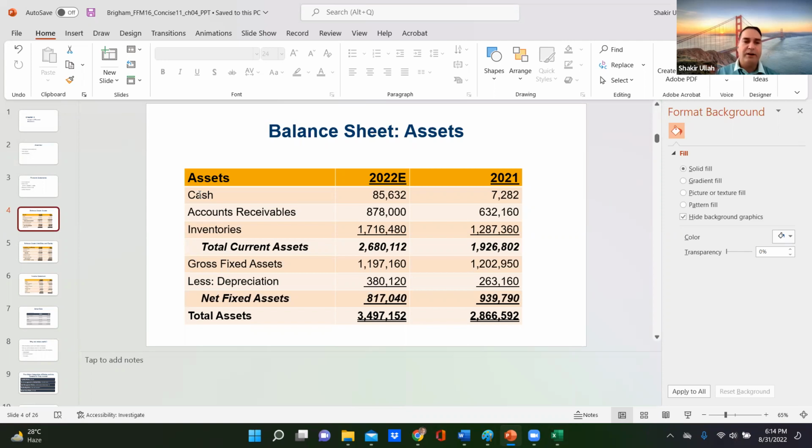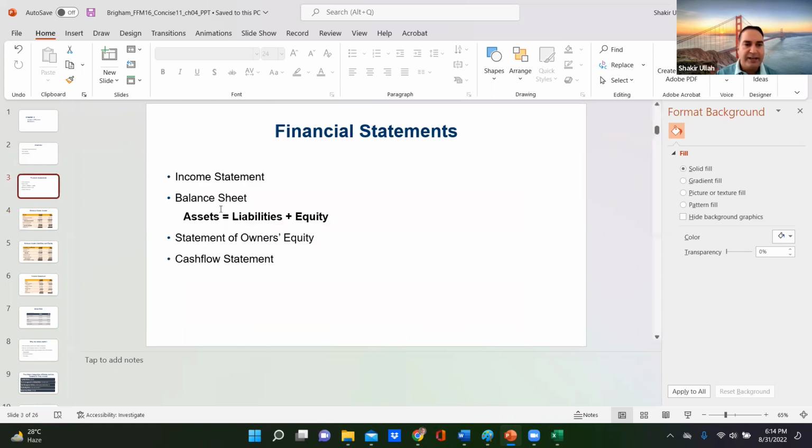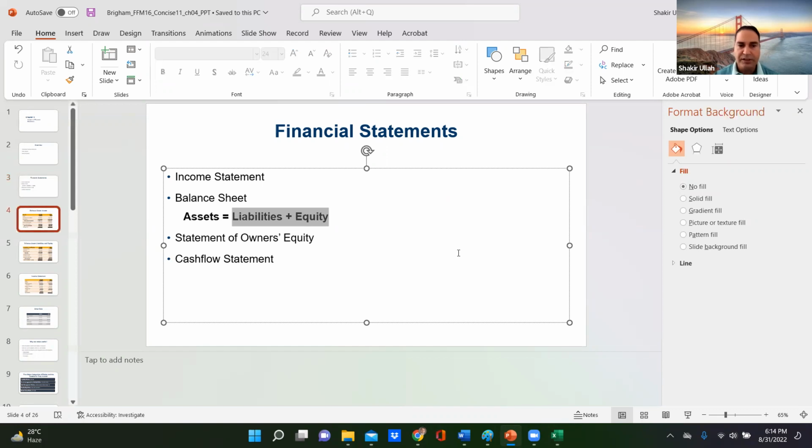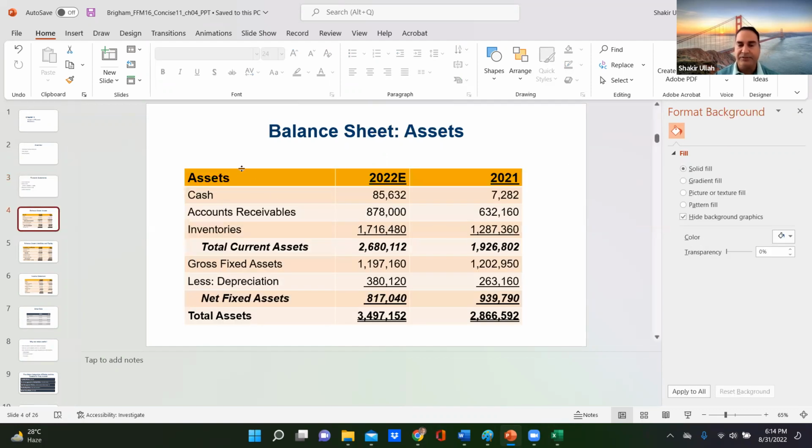So as I said, there are two aspects, two sides of the balance sheet, and those two sides are basically the two sides of the equation. On the one side, we write assets, and on the other side, we write liabilities and equity. This slide is the first side of the balance sheet. These are the assets of the company.